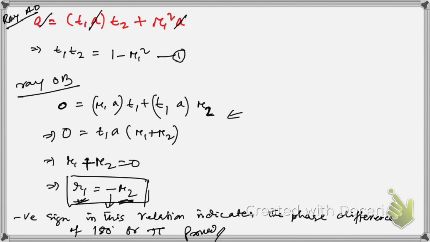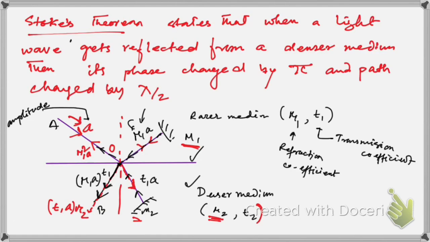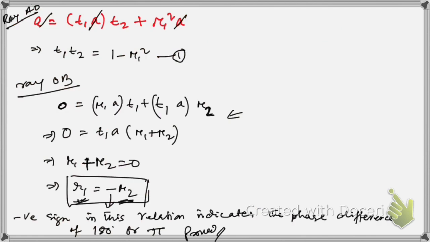Now you see here the amount of light reflected and the amount of light transmitted is the same if there is no absorption. So we can write that R1 square plus T1 square is equal to 1 in that case, right? Then this implies that T1 square is equal to 1 minus R1 square, right? This is suppose equation number 2.